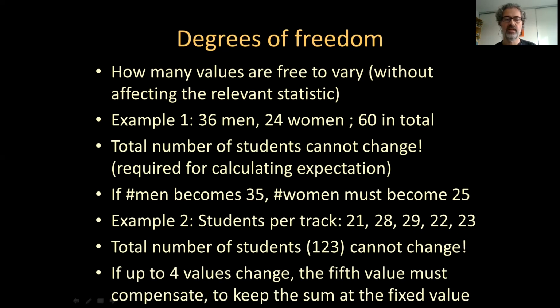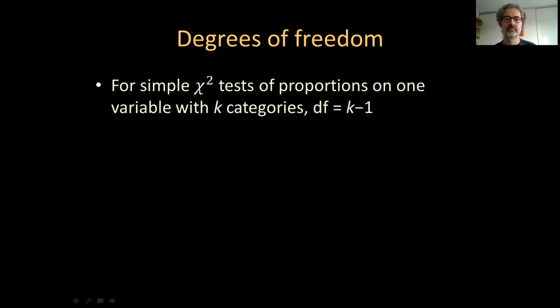In general, the number of degrees of freedom is equal to 1 less than the number of categories. So if there are k categories, the degrees of freedom, df, which is how we write degrees of freedom in shorthand, equals the number of categories minus 1. And that's for the simple chi-square test of proportions on 1 variable with k categories. We'll see later how that works when we have more variables.